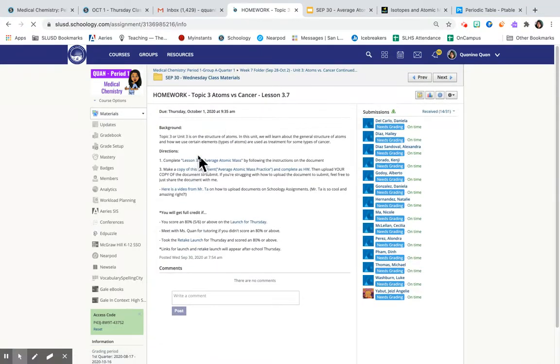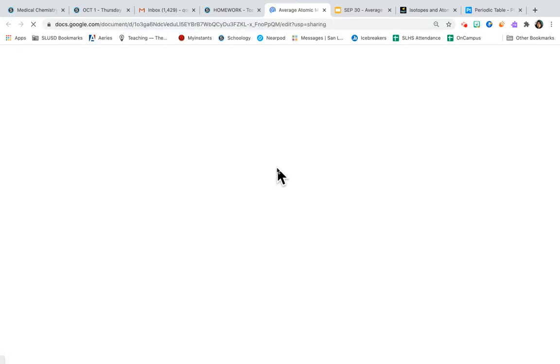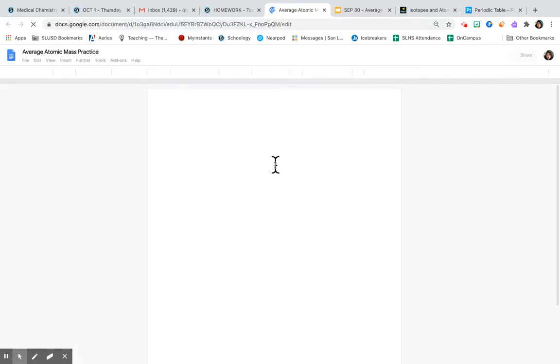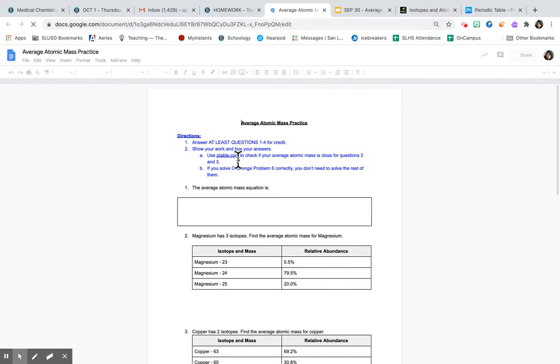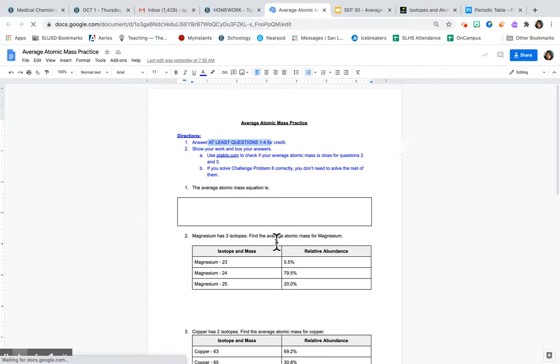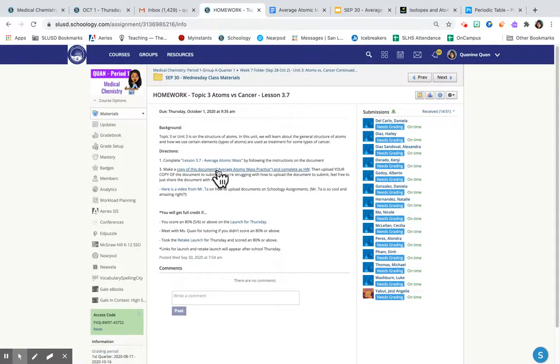When you click on it, the Nearpod lessons are located here. You're going to make a copy of this document, and this will be your practice. Notice that you only need to complete 4 problems. So we can do questions 1, 2, 3, 4, and just make sure you're definitely able to do those. The other thing you need to do is after you make a copy, you need to upload a copy of this document in order to submit it.